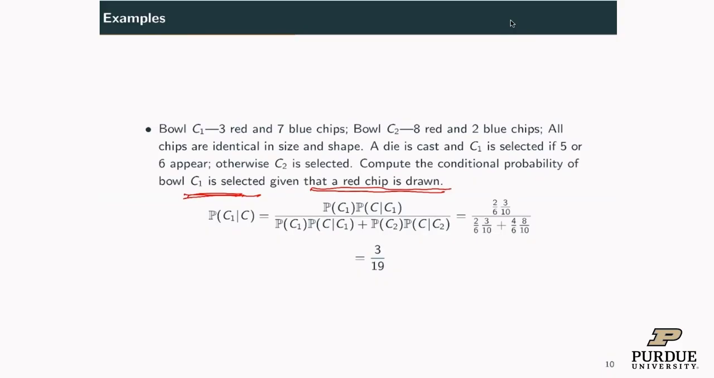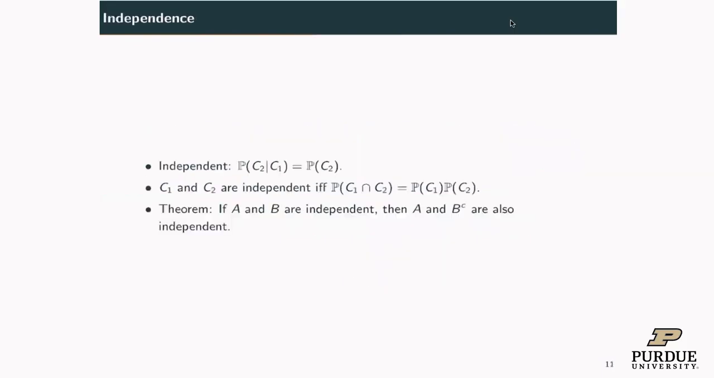So the probability of C1: C1 is selected if 5 or 6 appear, so it's 2 over 6. Given C1, what's the chance you get a red chip? 3 over 10. Similarly, the probability of C2 is 4 over 6. Given C2, what's the chance you get a red chip? 8 over 10. Now you can get the probability. So this is how we apply the Bayes theorem to calculate this conditional probability.